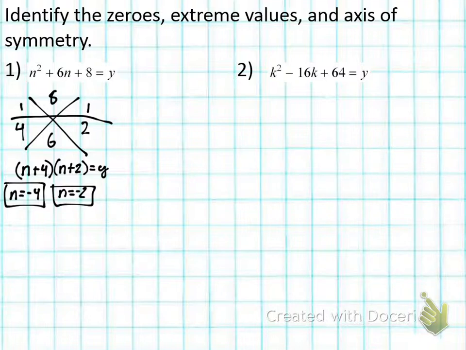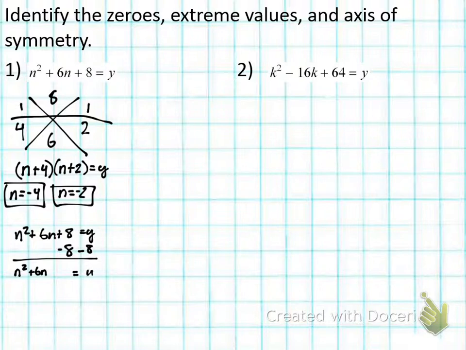Okay. Then when we want to find the extreme values and axis of symmetry, we have to find what the vertex is. In order to do that, we have to use the complete the square method. So we have n squared plus 6n plus 8 is equal to y. So we're going to subtract 8 on both sides. Now today we have this thing called y there, but it'll be okay. n squared plus 6n is equal to y minus 8. Okay. Then we look at this middle term. What's half of 6? 3. 3 squared is 9, so we're going to add 9 here and add 9 here.